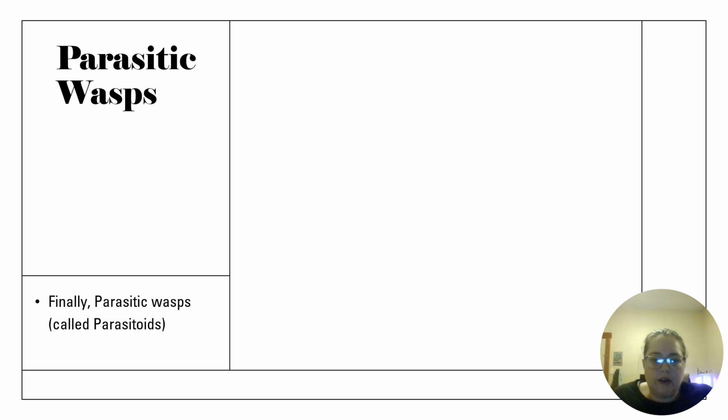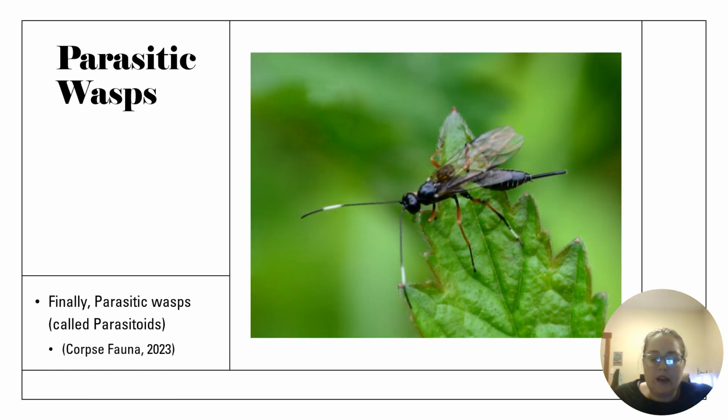And those are also called parasitoids. There are a few different families of parasitic wasps, and parasitoids is what they're called. And that's an adult parasitic wasp.